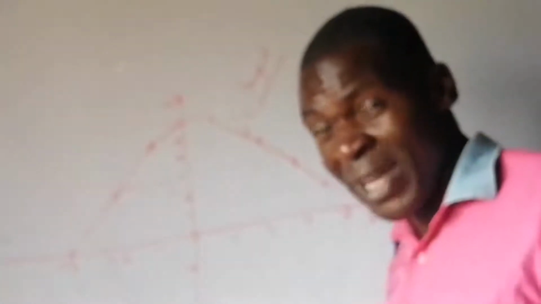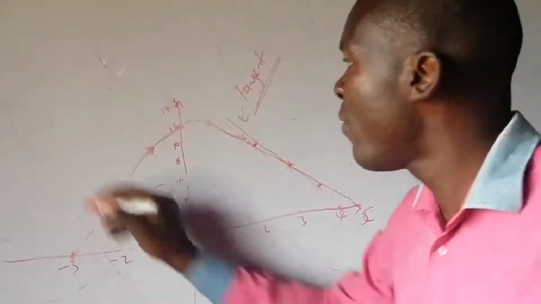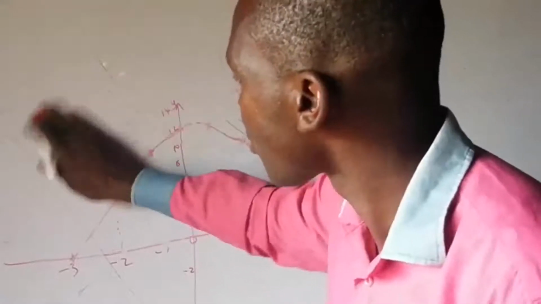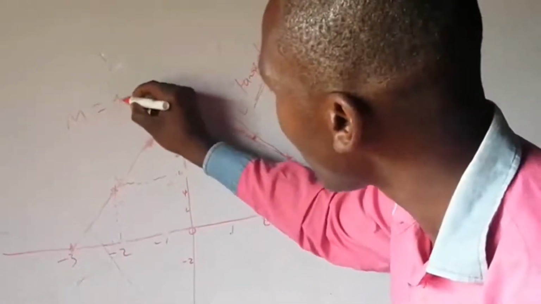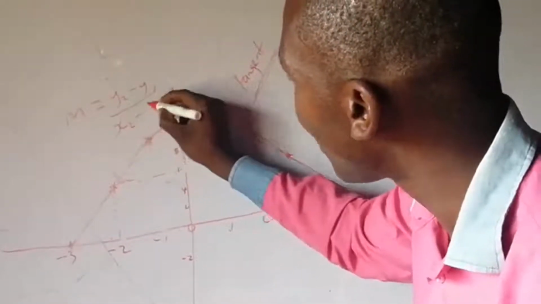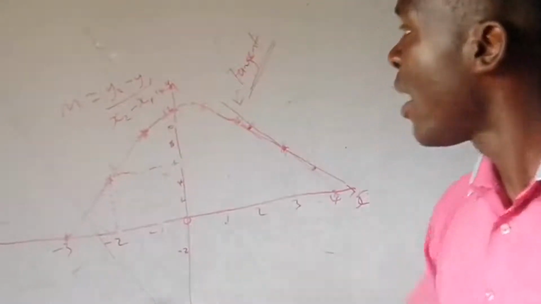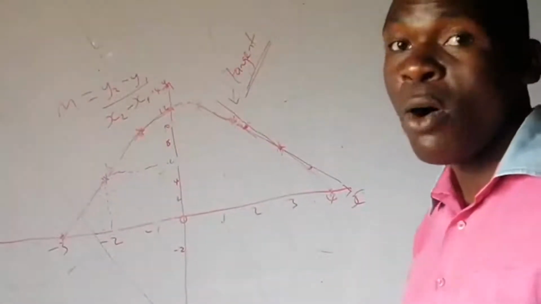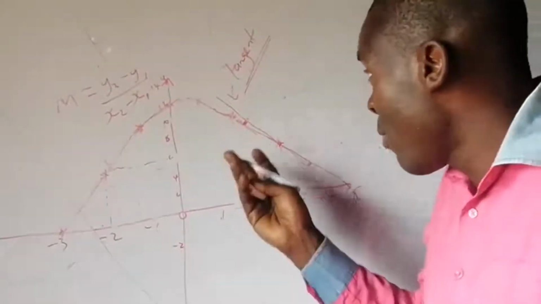The formula which you must use to find the gradient is this. Since we are dealing with the Cartesian plane, we can use the formula m is equal to y2 minus y1 over x2 minus x1. This means the difference in y coordinate over the difference in x coordinate. Where are these coordinates coming from?